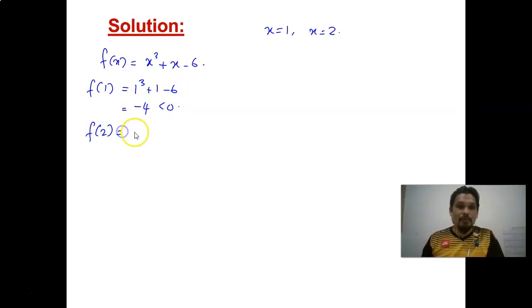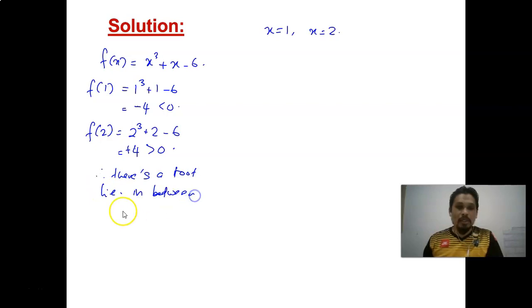Then f(2). 2 cubed plus 2 minus 6. 2 cubed equal to 8, plus 2 equal to 10, minus 6 equal to 4, which is greater than 0. So you can see here now that it changes from negative to positive, or from values less than 0 to greater than 0. So then there is a root that lies in between x equal to 1 and x equal to 2.